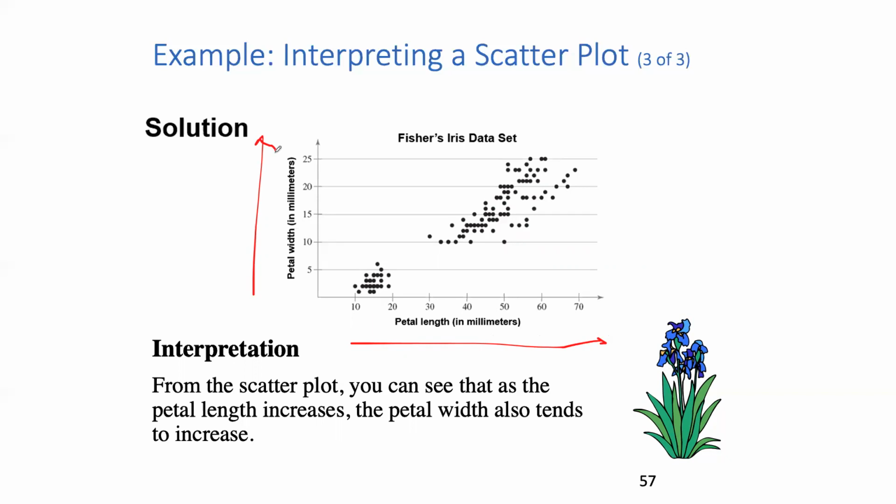So as the length of the petal is getting longer and longer, it's also getting wider and wider. Okay, so this is very useful because in general, in economics or in statistics, we want to understand how different variables relate to each other, right? So for instance, how are interest rate and unemployment related to each other?